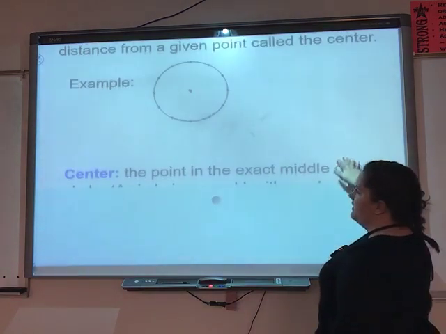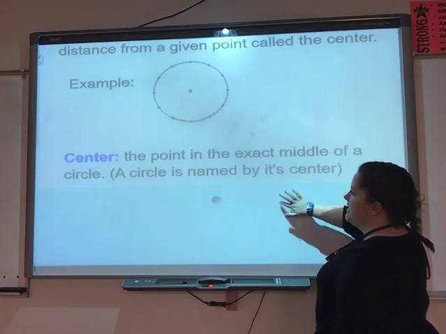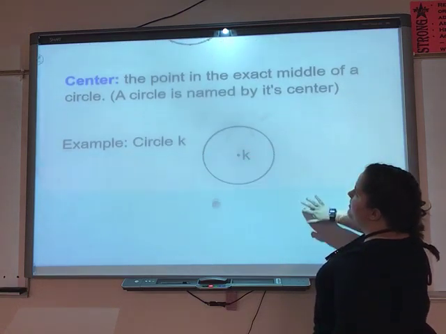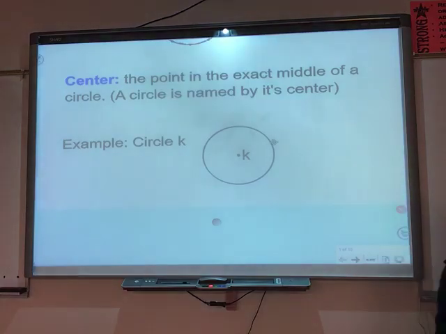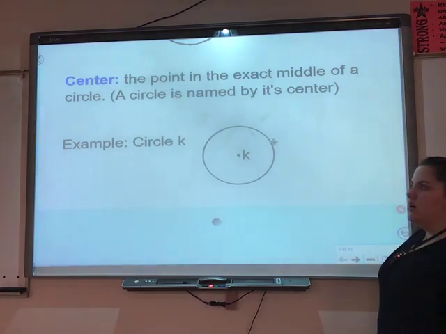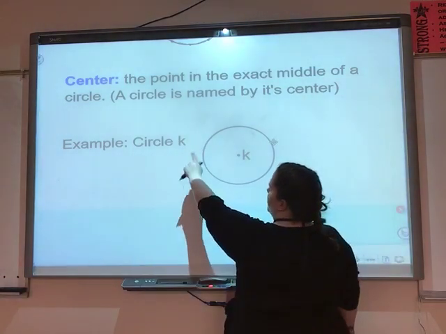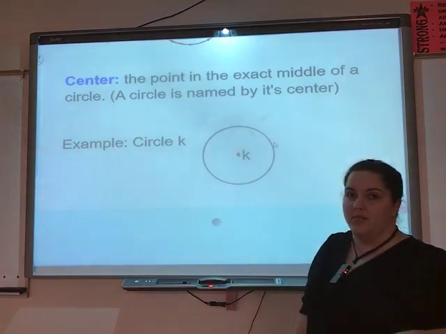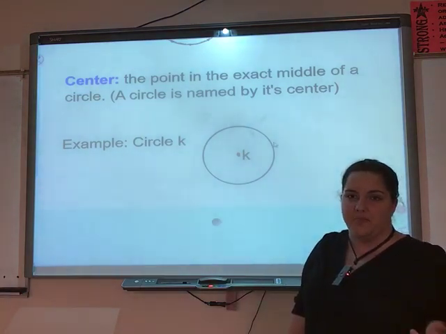The next one is the center. The center is a point in the exact middle of the circle. The circle is named by its center. So in this example, we have circle K. This circle is named by its center point, and that point is called K.